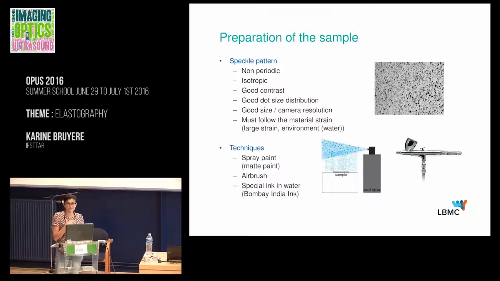The usual technique is very simple for us. We use spray paints in different configurations. For example, you have an illustration here where we use only the smallest drops of paint to have a very small dot pattern. We can use an airbrush, and for tests in water, some colleagues use a special ink. For example, Bombay India ink is used by a colleague from Marseille, Valérie Deplano, on aorta tissue samples.